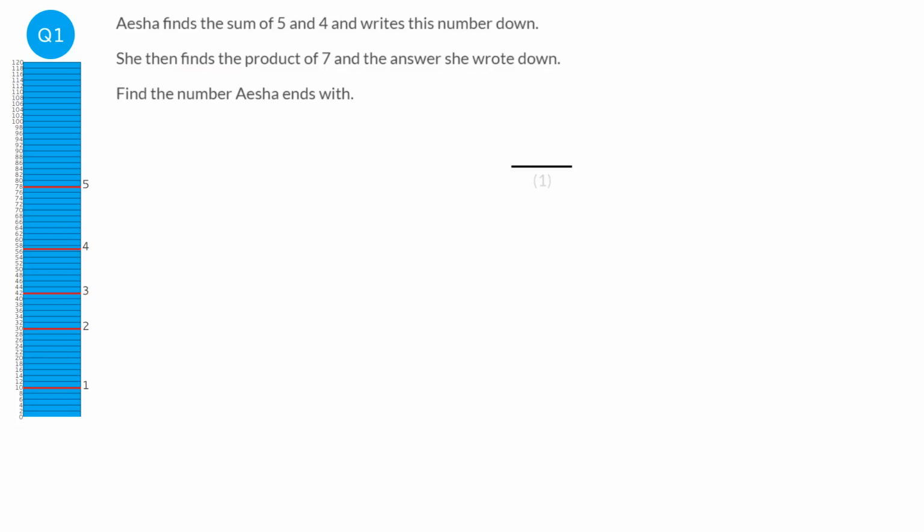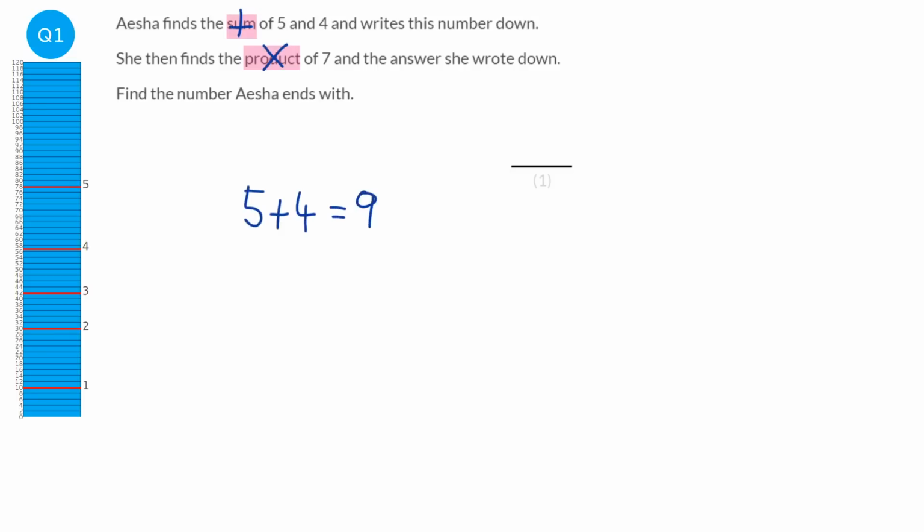For this question, it's really important that we understand what the words sum and product mean. Now, sum just means add, and product just means times. So we're going to start by adding the 5 and the 4. So that will equal 9.